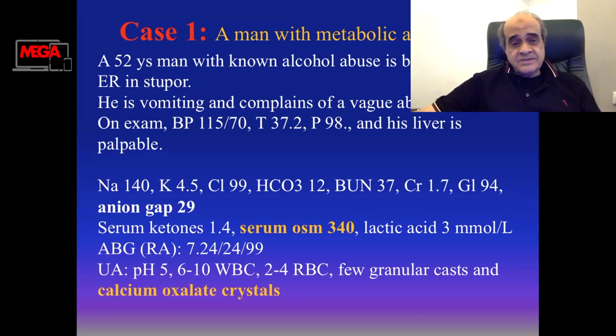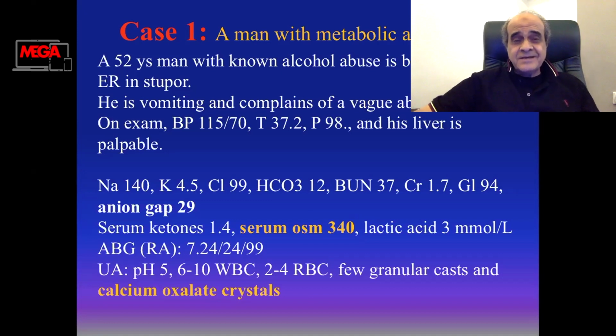Lactic acid is about 3, ABG pH 7.24, so there is metabolic acidosis. Carbon dioxide 24, and oxygen 99. Urine examination pH 5, there are some white blood cells, some RBCs, few granular casts, and calcium oxalate crystals.